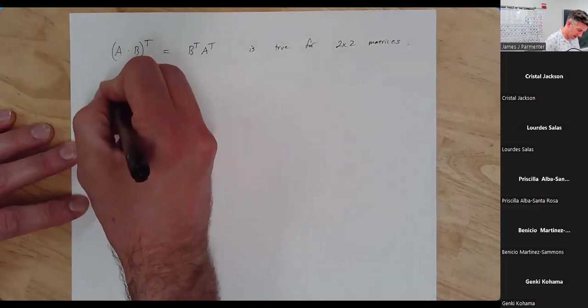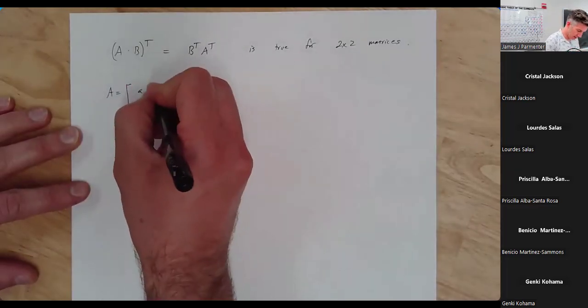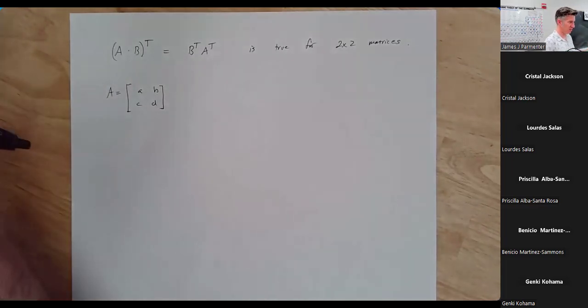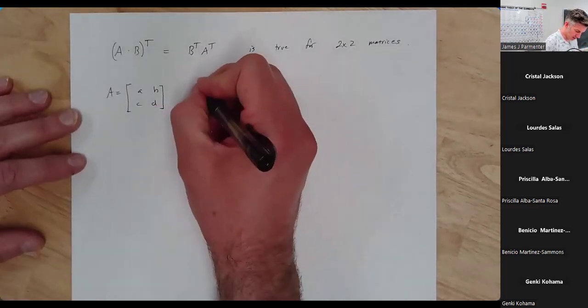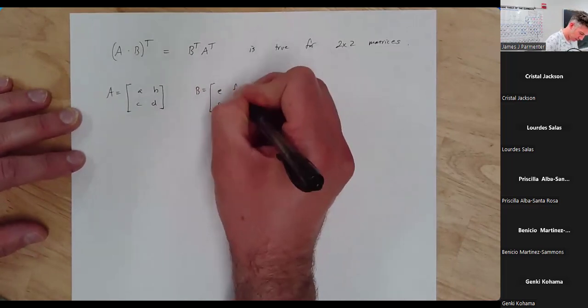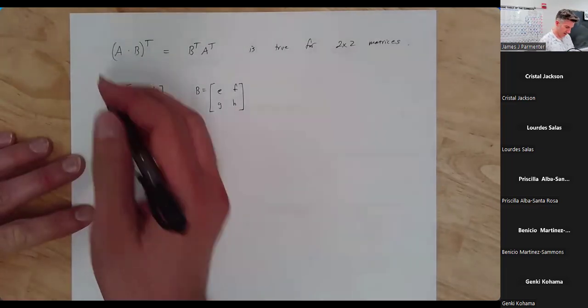So if I want to show this is actually true for any 2x2 matrices, what we're going to do is say, well, let's say that A is, there's two ways I pick general matrices. You can either say A is a, b, c, d, or if they get big enough, you start using subscripts, but let's not do that. And let's say that B is the matrix e, f, g, h. And now we're going to calculate both things both ways. So let's do the left-hand side first.